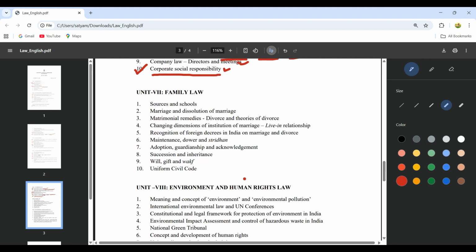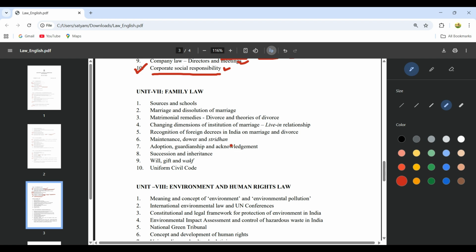Now we move on to Unit 7, Family Law. In family law, sources and schools are very important. Marriage and dissolution of marriage is an important topic. Then maintenance, dower, Stridhan, and will, gift, and waqf. A lot of questions are asked from will, gift, and waqf. So this is a very important topic.